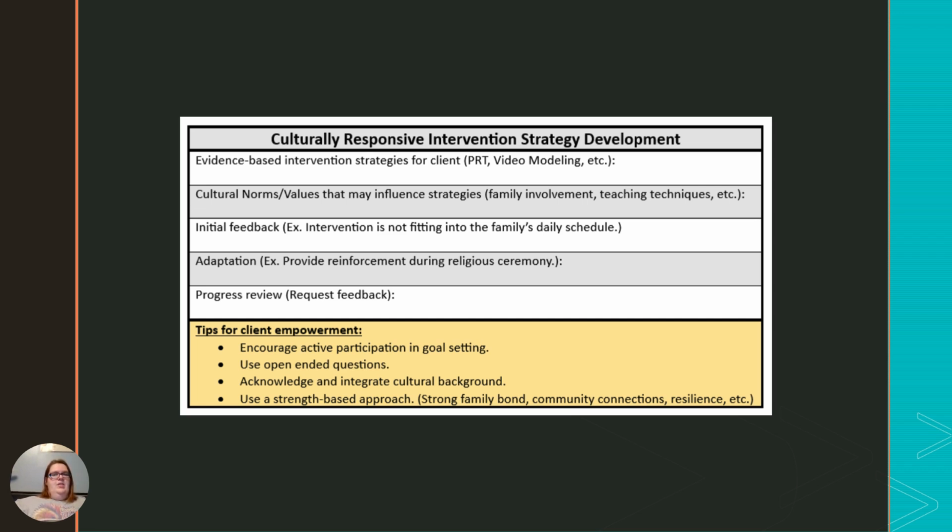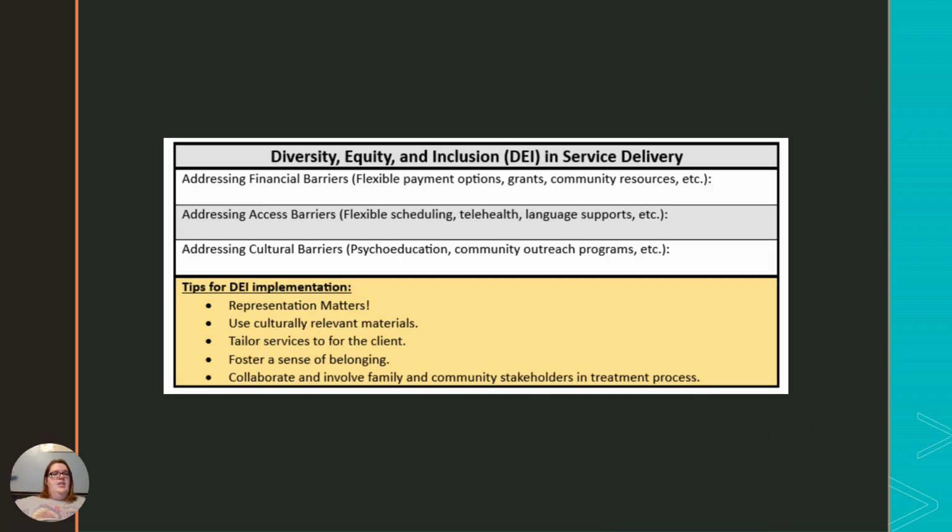The last section will be the section over diversity, equity, and inclusion. We're going to address barriers, address accessing the barriers, see if we can be flexible in scheduling. We may have to do some telehealth with a family for a while. We may have to get an interpreter and link them into those meetings. And then we'll address cultural barriers, community outreach programs, anything like that that we can get some good rapport built with this family that we have. Anything that can help them along, help them understand that we are here for them.